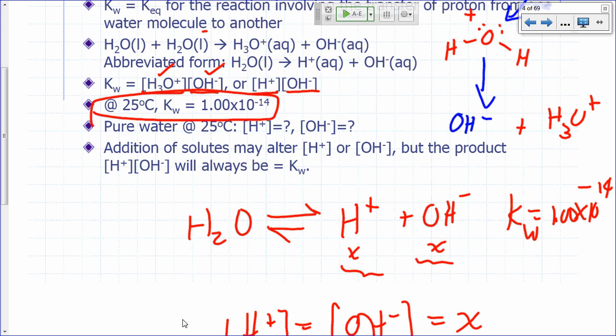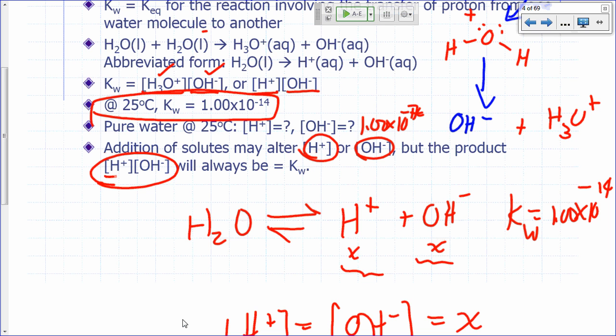So H plus and hydroxide will both be 1 times 10 to the negative 7. Now, if you were to add things to water, contaminate your water, the solids that you add could alter the H plus and the hydroxide concentration. You could be adding something that would produce H plus in water. You call that an acid. You can add something that would produce hydroxide in water. You can call that a base, right?